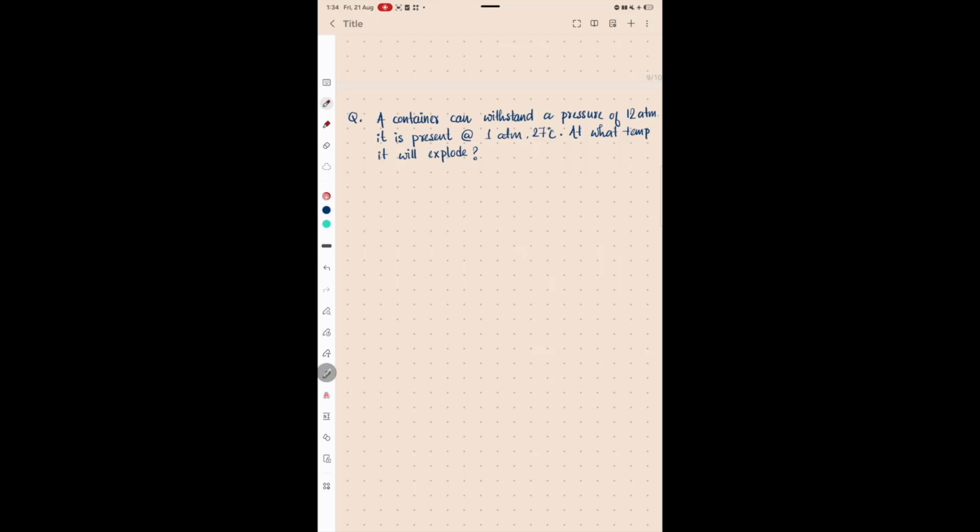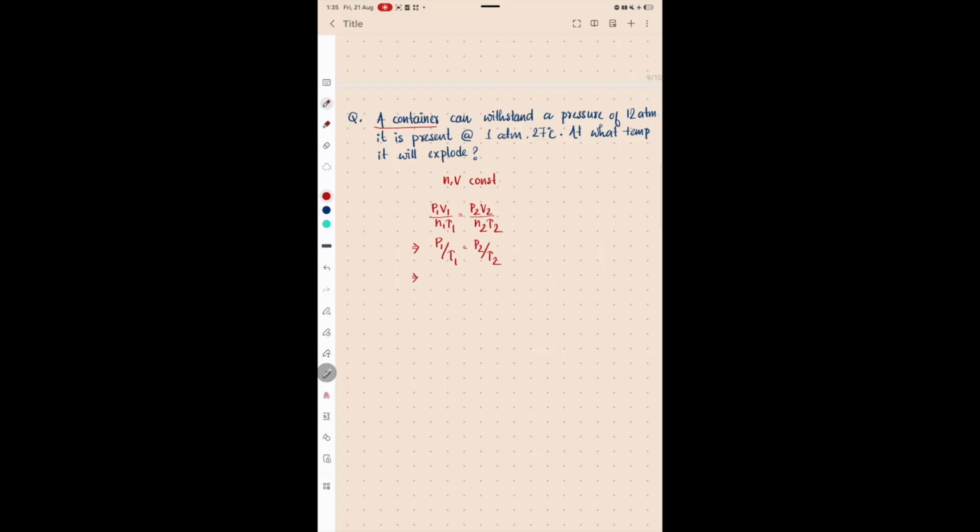So okay, now if I look at the question, a container, right? So this is a closed container. So what I can see is that my number of moles and volume are constant, right? So what was the relation? That was P1 V1 by N1 T1 equal to P2 V2 by N2 T2, right? Now N and V are constant, that means P1 by T1 is equal to P2 by T2, right?